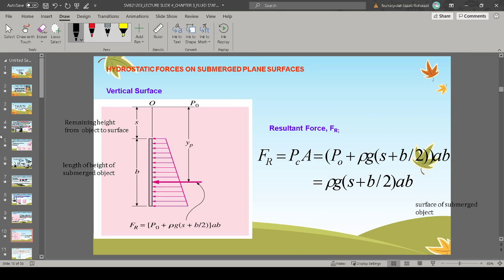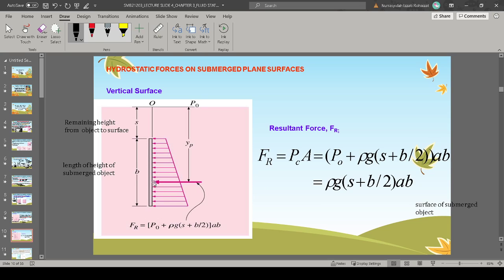Okay, for a vertical surface, you can see that we have a pressure that varies linearly with depth, right? So we have these parallel forces which increase in magnitude as it goes deeper. Okay, so in this case, you see that your object is completely submerged underwater, and then there is excess water on the top. So we need to consider the remaining height to the surface. Okay, so same procedure.